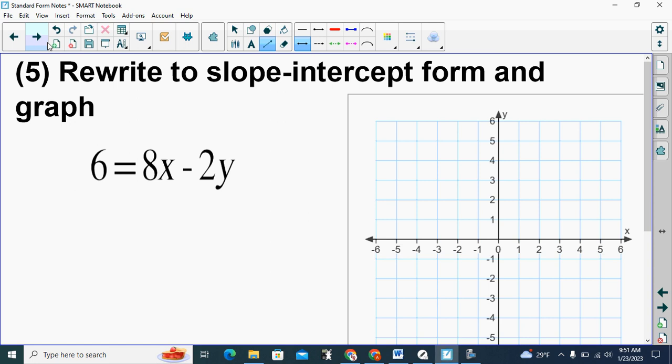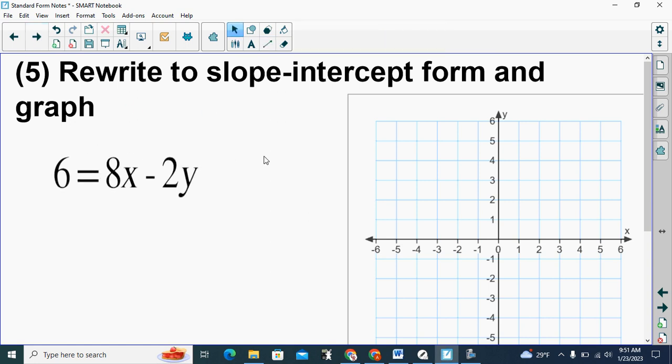It looks like this. It gives us an equation in standard form, 6 equals 8x minus 2y. And the directions are different this time. It does not ask us to find the x-intercept and the y-intercept. It asks us to change that equation to slope-intercept form. Rewrite into slope-intercept form. So remember, slope-intercept form says y equals mx plus b. So I need to solve for y. I need to get y by itself.